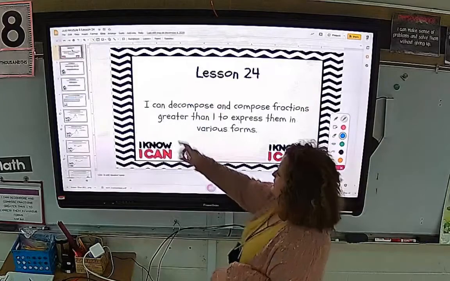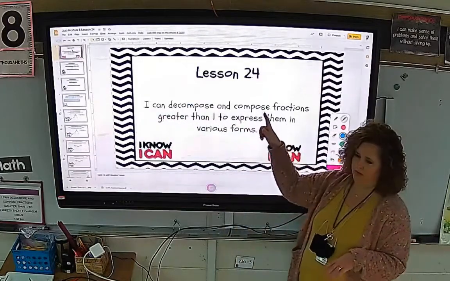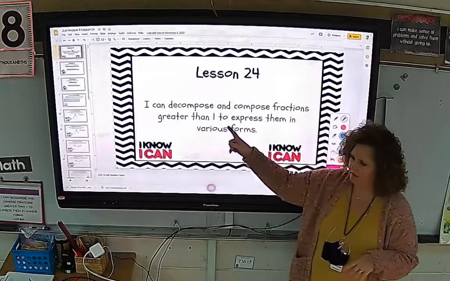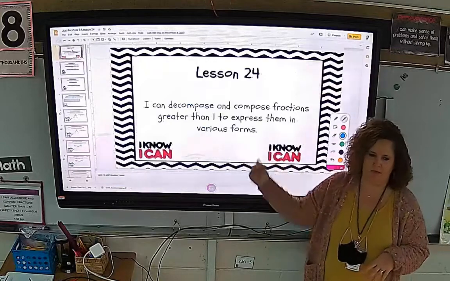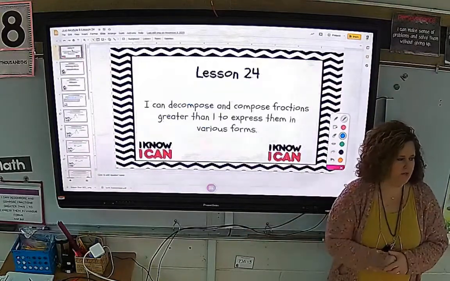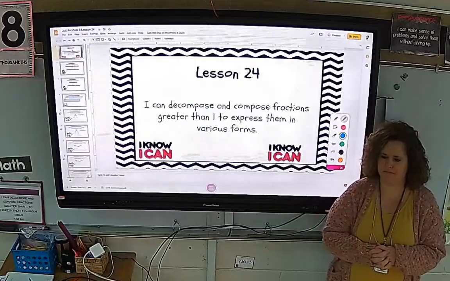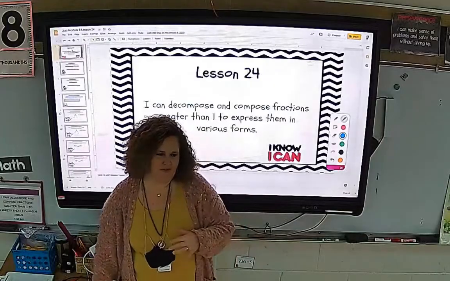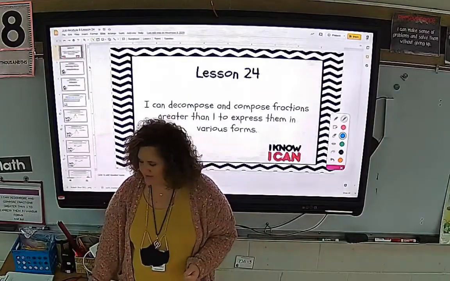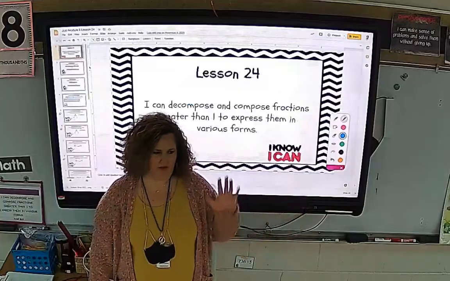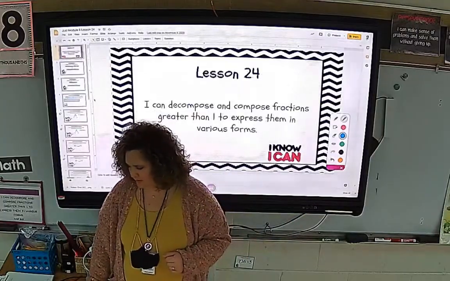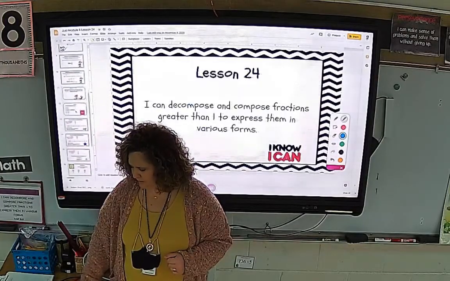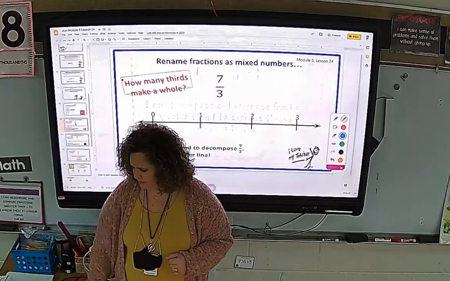Can I change this? This says I can decompose and compose, so pull apart and put together, fractions greater than one to express them in various forms. Anybody, is that crystal clear for anybody? Yeah, I get it. Sometimes the language that they choose, you know, by the time we pull it apart and figure out every word, we've kind of lost our meaning in there somewhere, and that's okay. We need to be exposed to bigger words and bigger language sometimes. This is what it boils down to, okay?